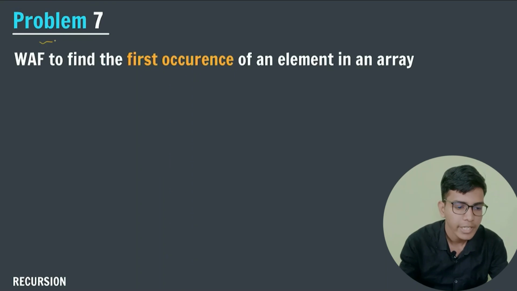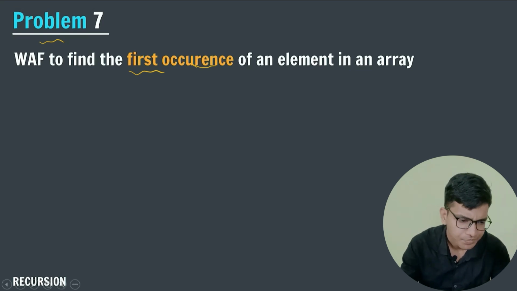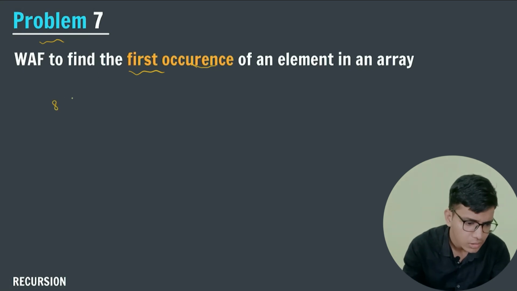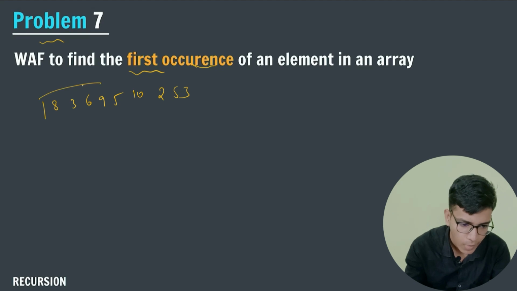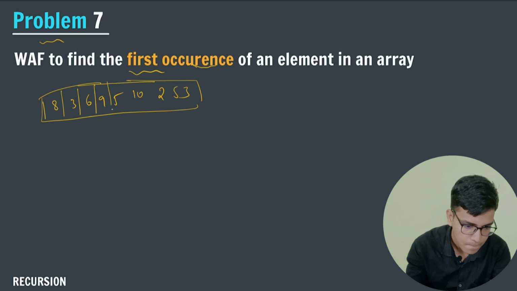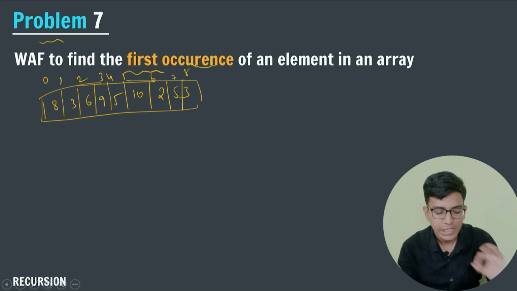Now in this question, we need to find the first occurrence of a particular element in the given array. Now let us take an example to understand the meaning of this question. Let us take an array like 8 3 6 9 5 10 2 5 3. So let us consider that this is my array, with indexes 0 1 2 3 4 5 6 7 8. So these are the elements present in my array, right?